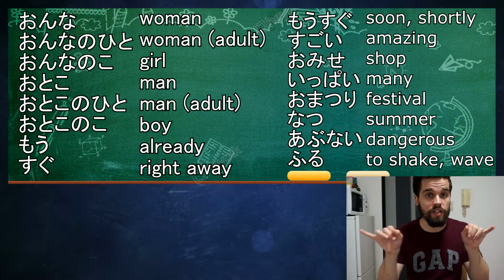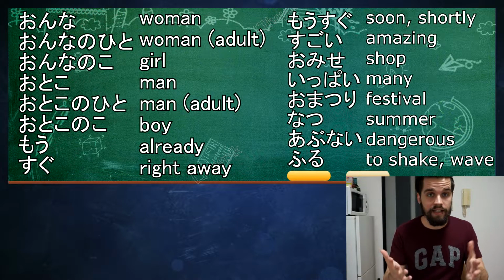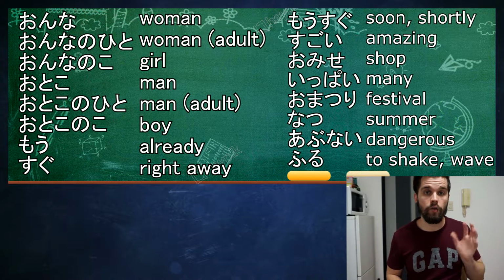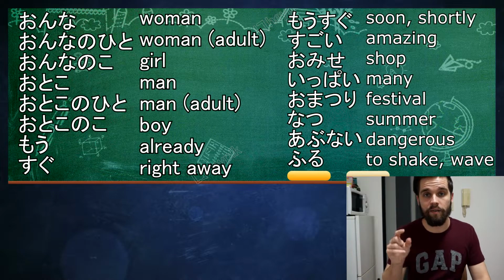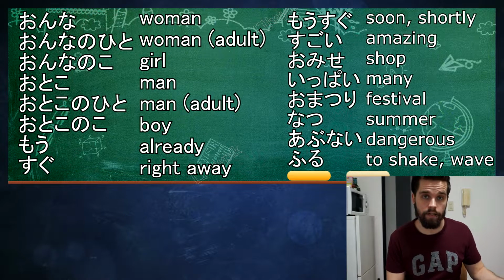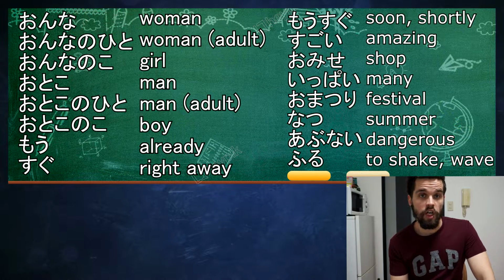Now you might have noticed that the first 6 words are super similar, and that's because onna no hito, for example, are 2 words put together. Onna means woman. Onna no hito, this would be an adult woman. Hito means person, right? So onna no hito is just hito and onna, those 2 words, connected by the particle no. And this is usually only used for grown-up women, so for adults. Onna no ko is exactly the same. Ko is the word for child.